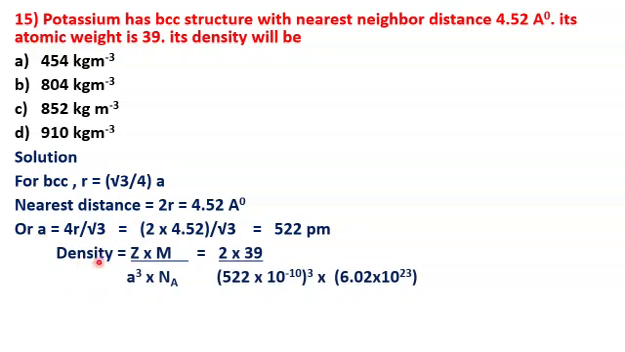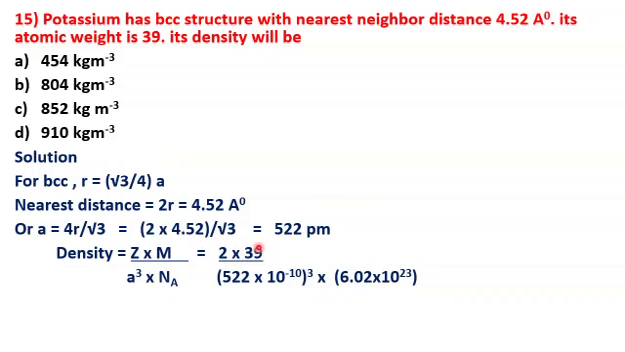So in the next step, you can calculate density by using the formula Z into M divided by a cube into Na, where Z is the number of atoms, M is the atomic weight of potassium, a is the edge length and Na is the Avogadro number. So substitute all the values. Z is 2 because here body centered cubic system, total number of atoms will be 2.